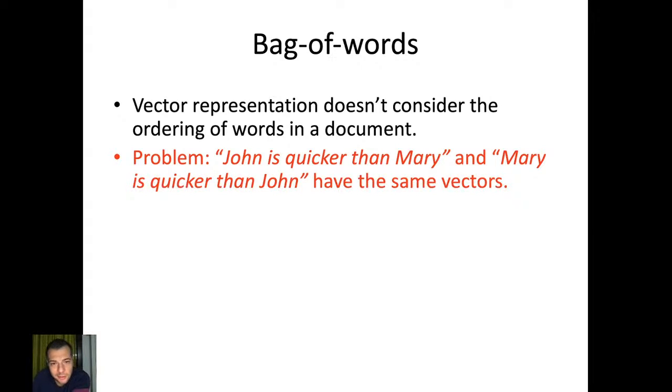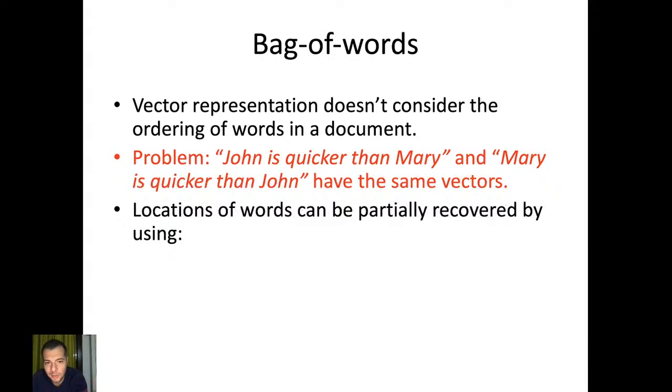So the sentence "John is quicker than Mary" will have the same bag of words representation as "Mary is quicker than John," but these two have opposite meanings. So although they have the same vectors, conceptually they mean opposite things.